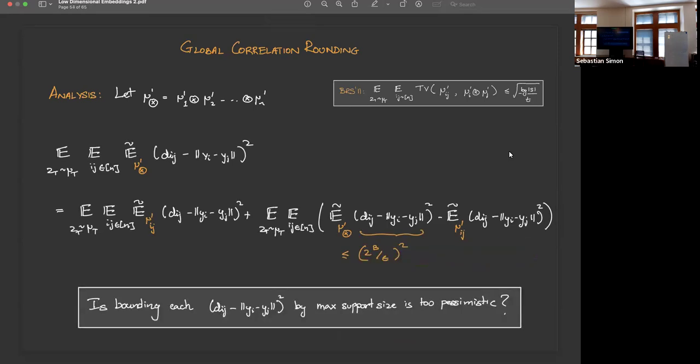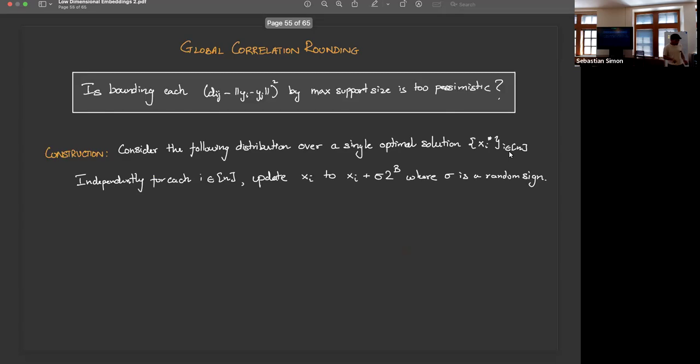The first question that you should ask is that the only place I truly lost was using this L infinity bound on these parameters minus dependent. It's bounding this difference by maximum support size to rest specific. Like, should I always be paying this error or can I do better? So here's an illustrative example that shows that at least initially, you cannot do better.